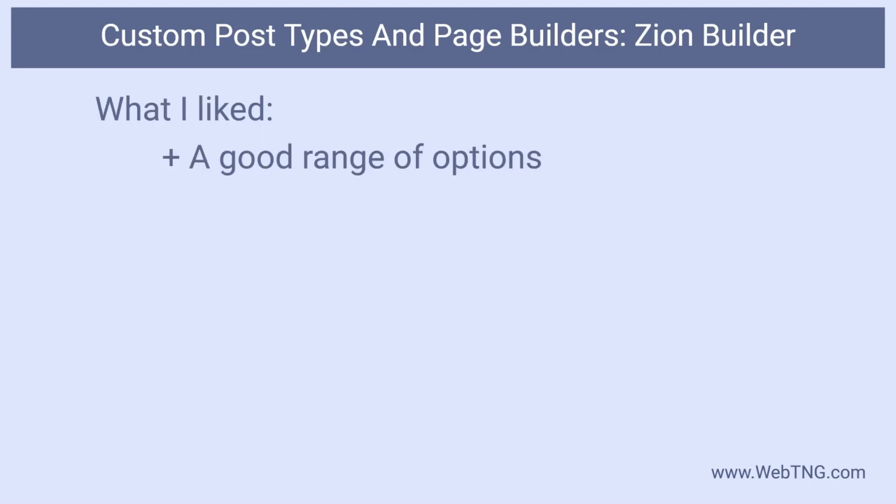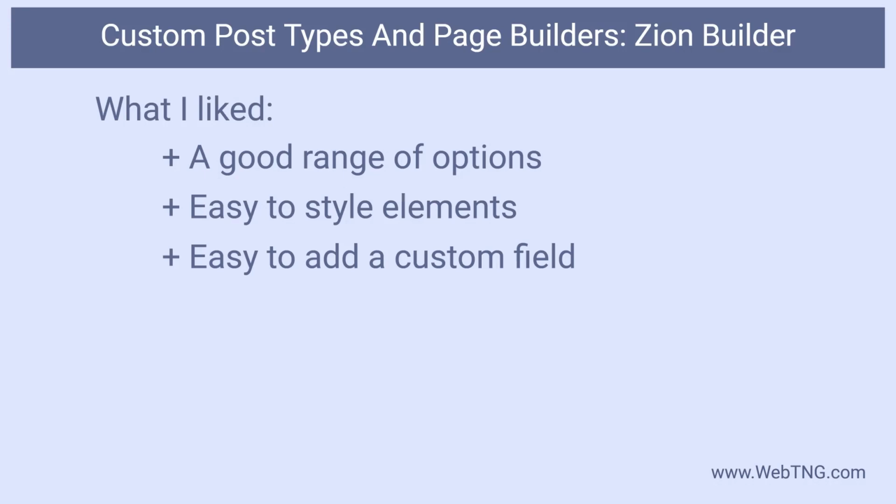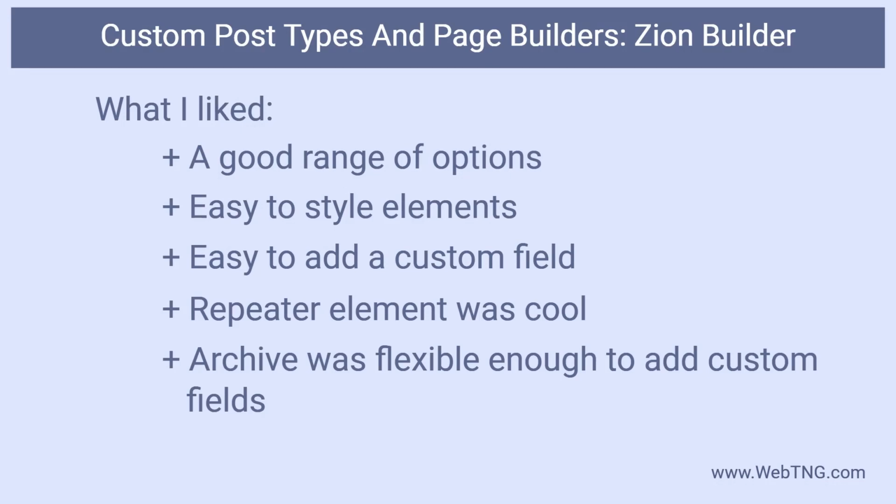Looking at the options for each element, the general, the style, and advanced options, I like the range available. I thought it was easy to style the different elements and center them. It was easy to pick the advanced custom fields. The repeater functionality worked well. It was flexible enough that I could add an ACF image field to the book archive. You can't do that with the Divi or Elementor Pro theme builders, for instance.